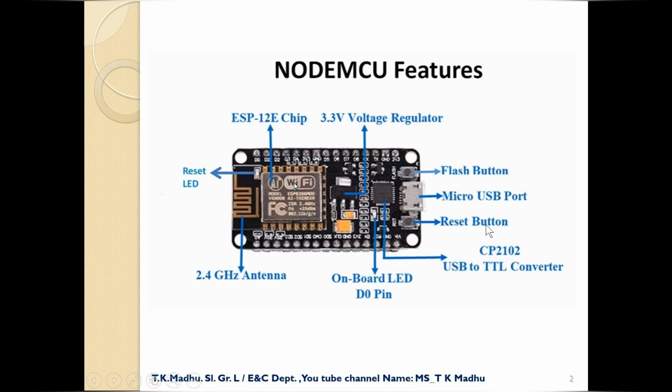And there is a reset button. So when the program gets stuck or you want to reset immediately, just by pressing this, your NodeMCU microcontroller starts from the beginning. And there is an inbuilt antenna. The antenna capacity they have given is for 2.4 gigahertz, and there is an onboard LED. This is very useful to do a basic program for testing this NodeMCU. The onboard LED is connected to the D0 pin. So here a USB to TTL converter is there.